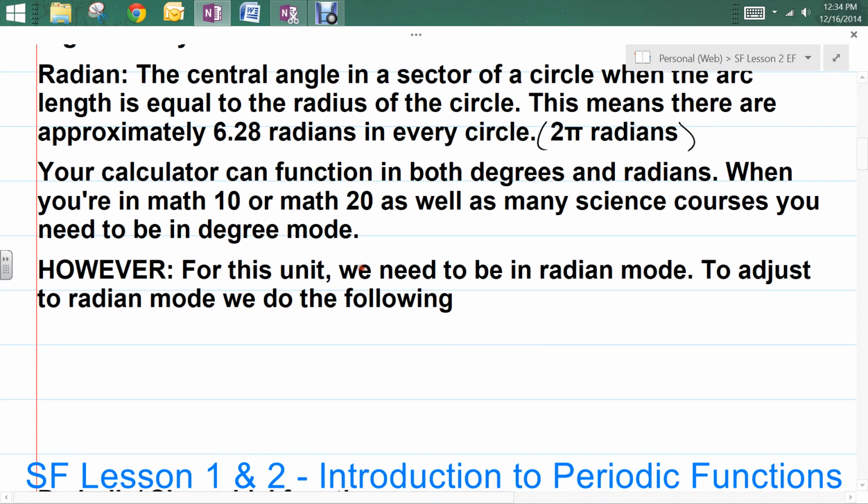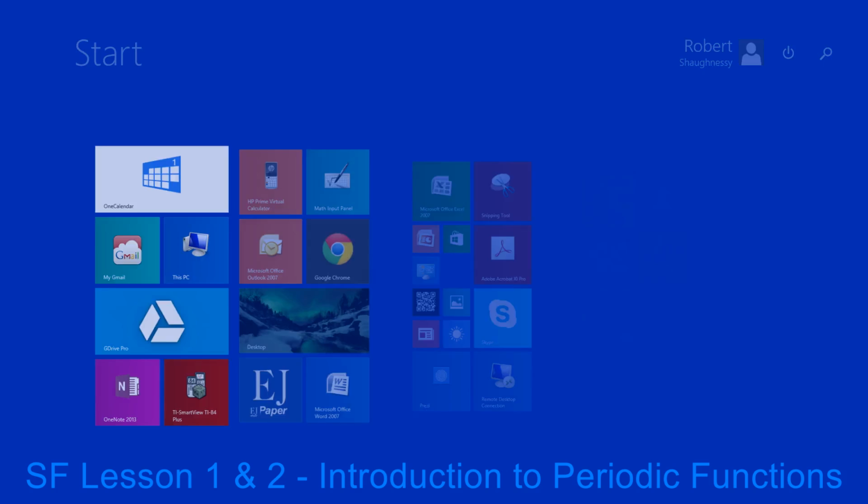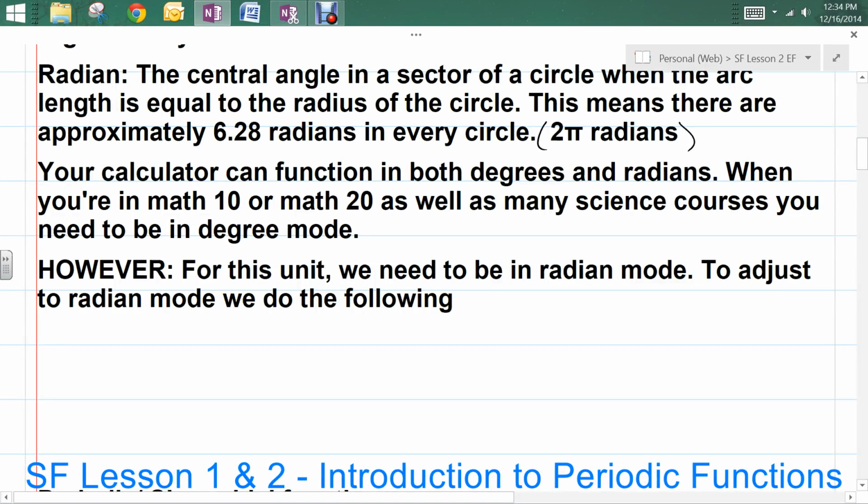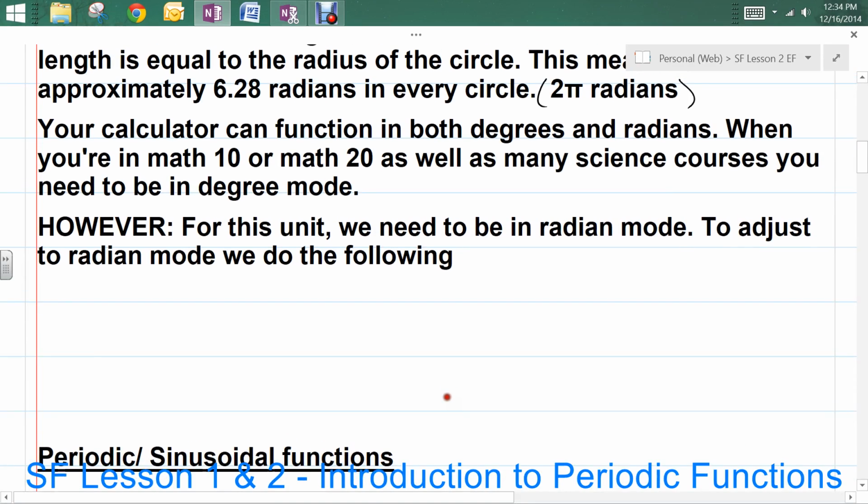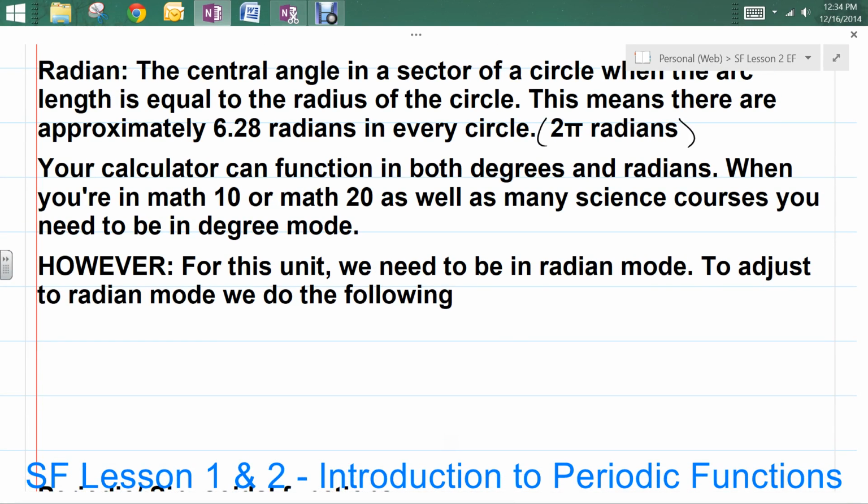So your calculator functions in both degrees and radians. When you're in Math 10 or Math 20, you need to be in degree mode. Okay? For this course, you need to be in radian mode. Now the nice part is when your calculator's reset at the door of the diploma exam, it will be in radian mode. The teachers should know, but if they don't, don't let them switch it back to degree mode. Neither you nor the 30-1s will need degree mode. You will need radian mode. So you don't want them to swap it.